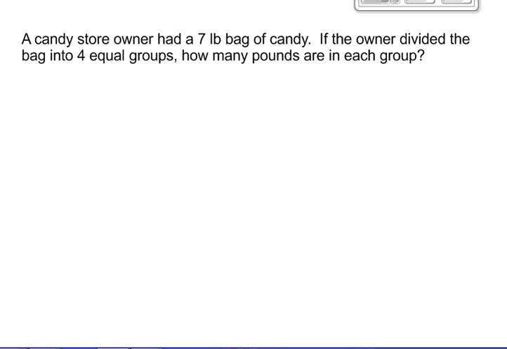Let's try it again. It says a candy store owner had a 7-pound bag of candy. If the owner divided the bag into 4 equal groups, how many pounds are in each group? And so as we set up this problem, we see that there's a 7-pound bag of candy, and we want to divide it into 4 equal groups. 4 does not go into 7 as a whole number, but we can use our new idea of using mixed numbers as answers to solve this.